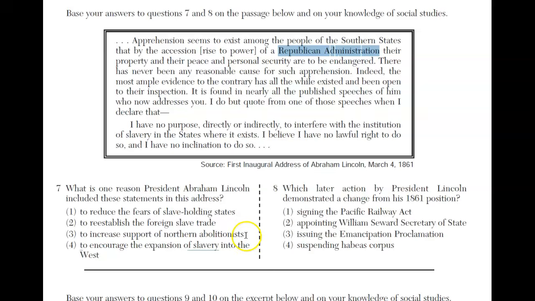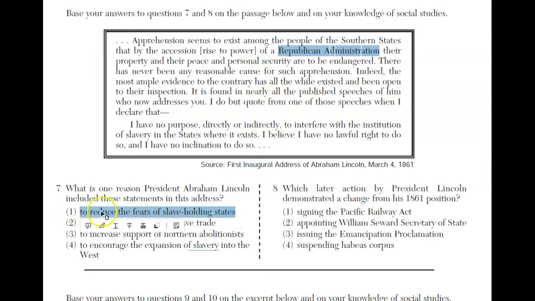So he wasn't looking to increase their support. He's already president. He doesn't have to run. He doesn't have to get more votes. To reestablish the foreign slave trade. The foreign slave trade had been shut down by the country in 1808. It was done. There was slave trade inside the United States, but you couldn't import slaves from outside. Lincoln was never interested in doing that, and there's nothing here that talks about it.